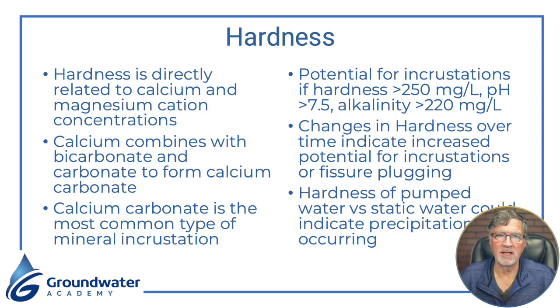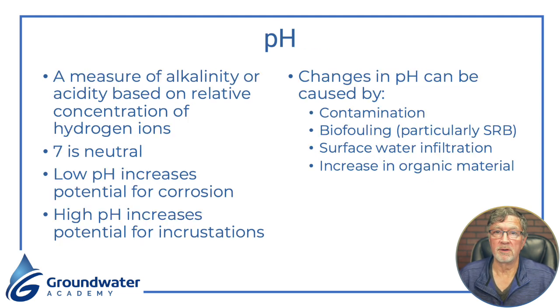Hardness is related to alkalinity and is directly related to calcium and magnesium cation concentrations, and it is important in producing those calcium carbonate mineral incrustations in the well, which is actually the most common type of mineral incrustation that's going on in the well. So potential for incrustations increases if hardness is greater than 250 milligrams per liter, pH is greater than 7.5, and alkalinity is greater than 220 milligrams per liter. So hardness and alkalinity are important.